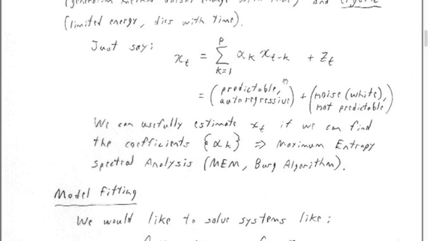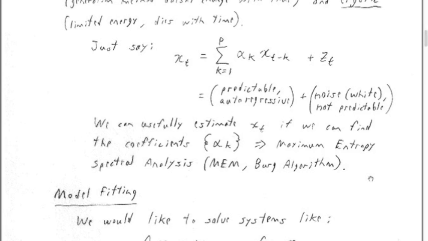It's assuming the predictable part that's covered by the summation here is most of the signal, and the noise, which is Z, is not most of the signal. As you can see, there's no physics here, and I'm also not saying much about how you get those autoregression coefficients alpha.